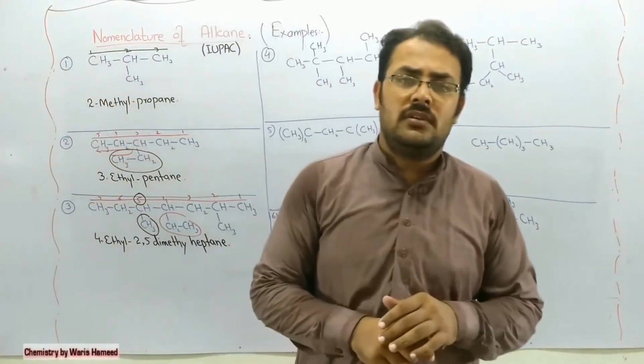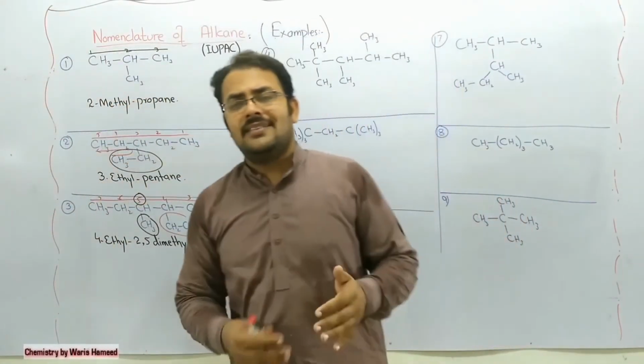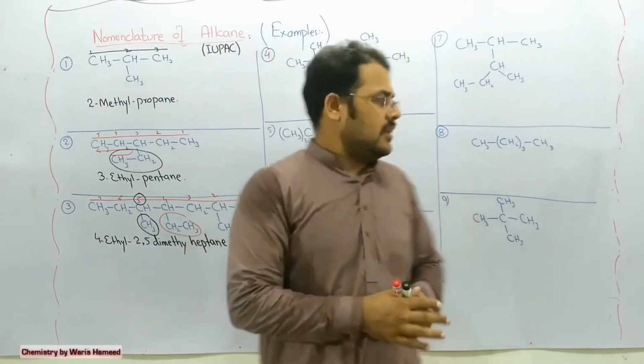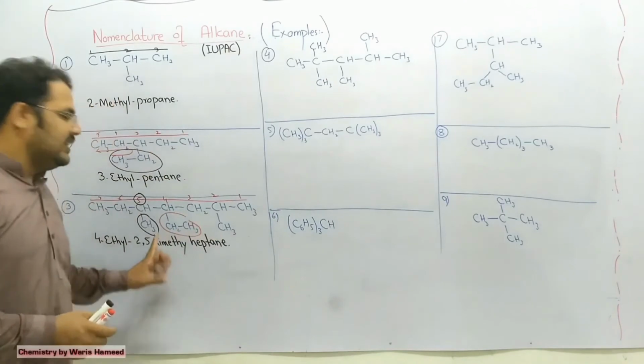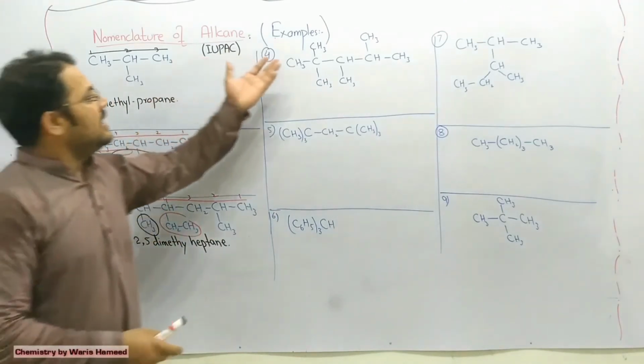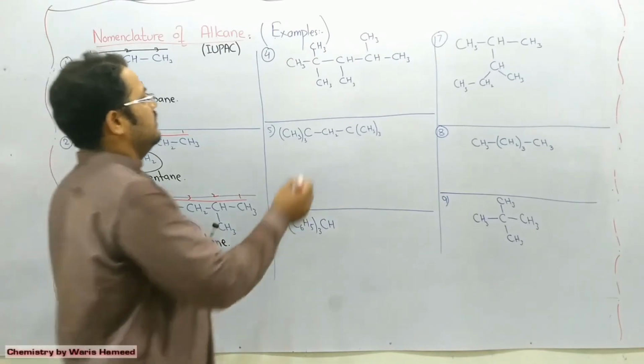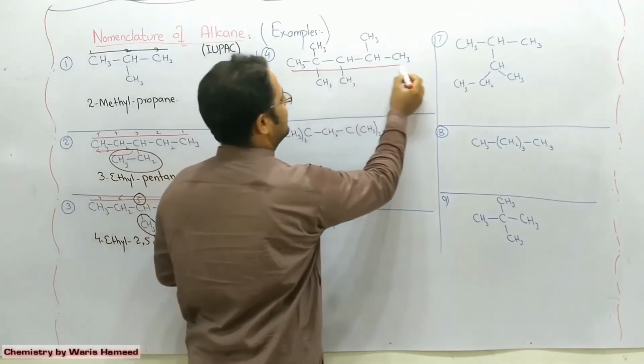We have to follow all the rules. We have to arrange the different substituents on the basis of their alphabetical order, and we also have to use di, tri or tetra, something else. In the case of the fourth example, again we have to select the longest chain, and here is the prominent longest chain.